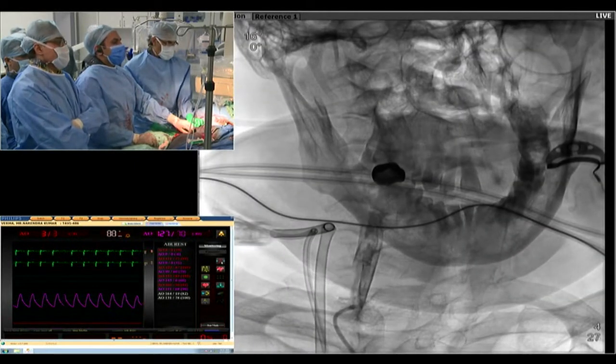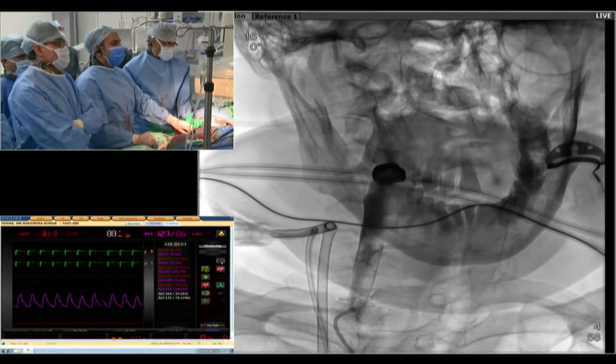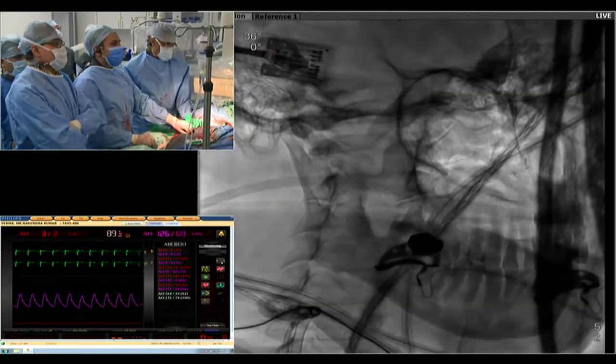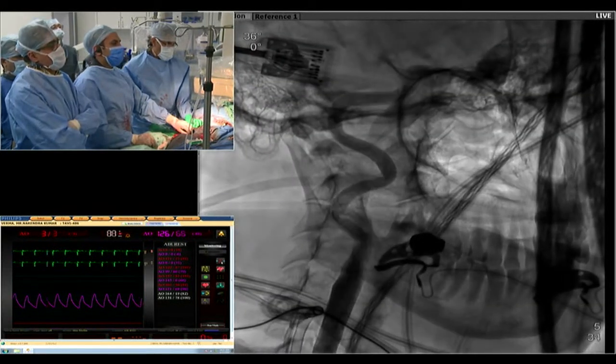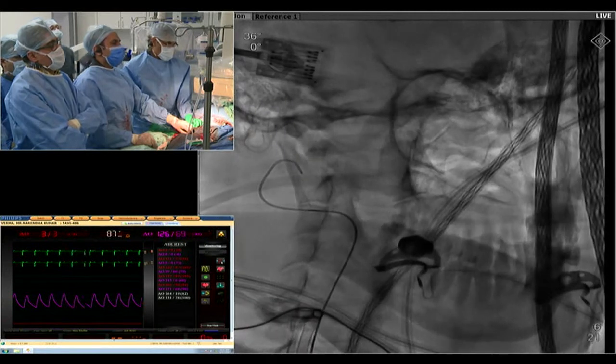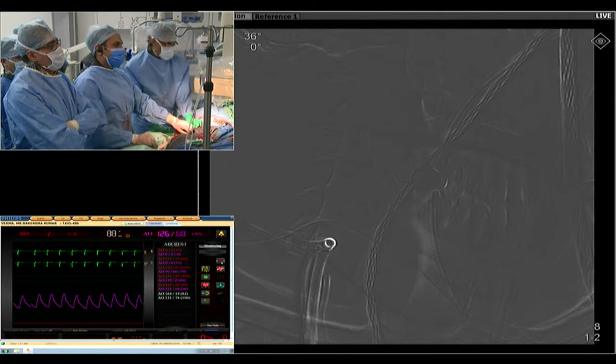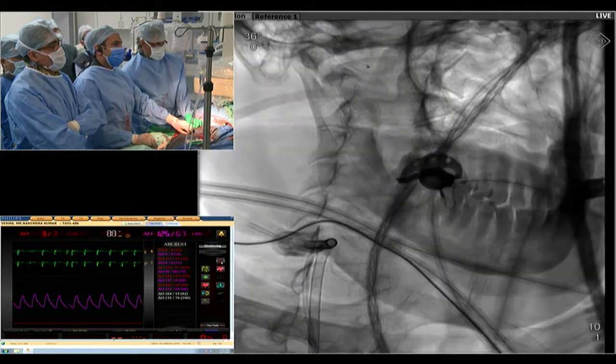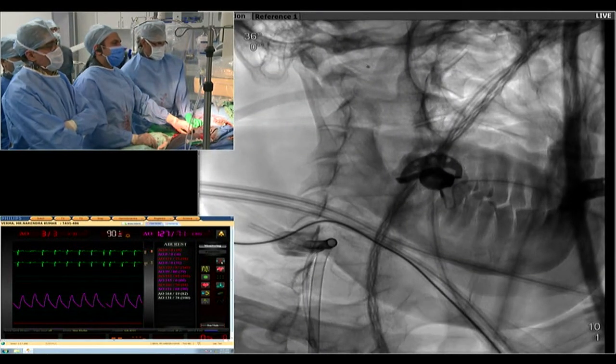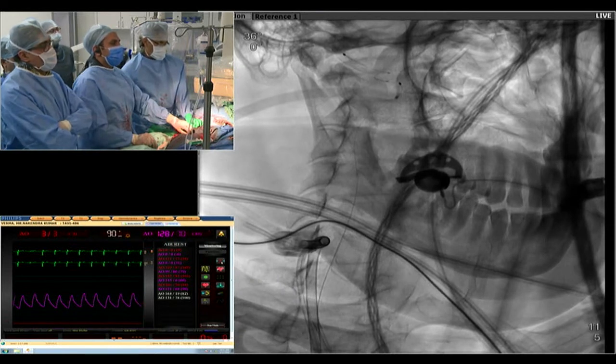So this is a catheter which is there in the right common carotid artery. We put a 6 French JR guide. Put a 7 Spider. So there's a 7 Spider from the right internal carotid artery.